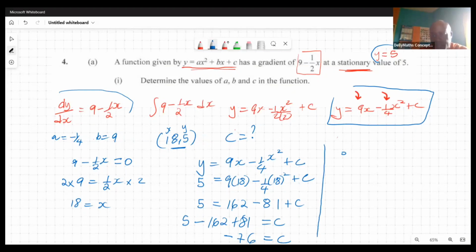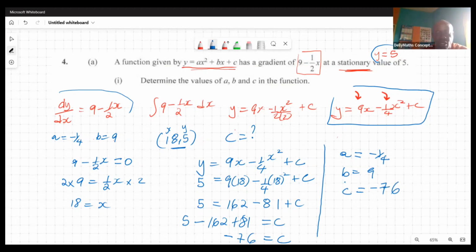So basically then A is equal to negative a quarter, my bad. B is equal to 9, and C is equal to negative 176. All right, so I'm just saying this is one approach, right?